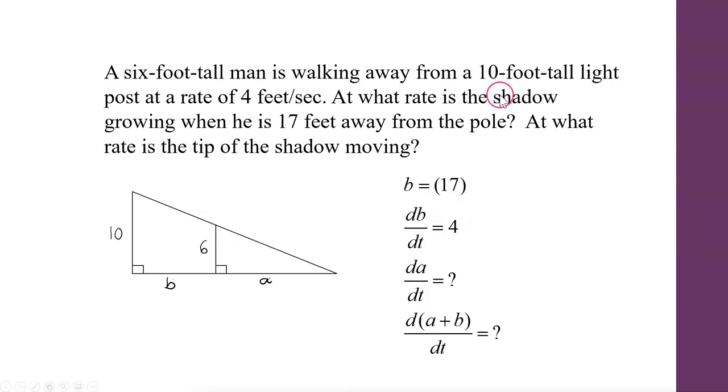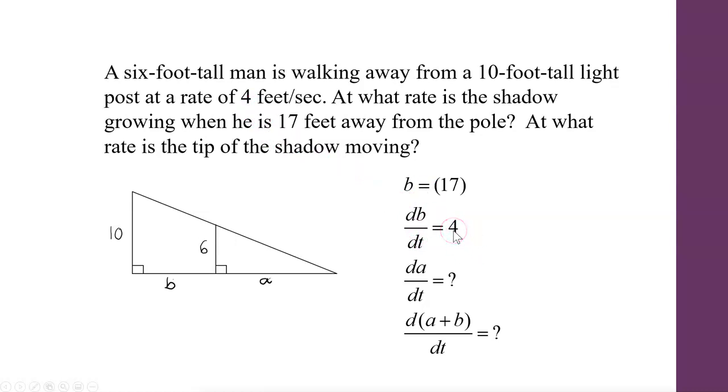Right? So what other information have they given me? They've told me the man is walking away from the light post at a rate of 4 feet per second. So B is growing at a rate of 4 feet per second, right? So that's a rate. That's dB over dt. And notice we use t here for time. That's the rate of change of B with respect to time, because we have feet per second, right? So the denominator is time. The numerator is the length, right? So dB over dt, and that was given to be 4 feet per second.